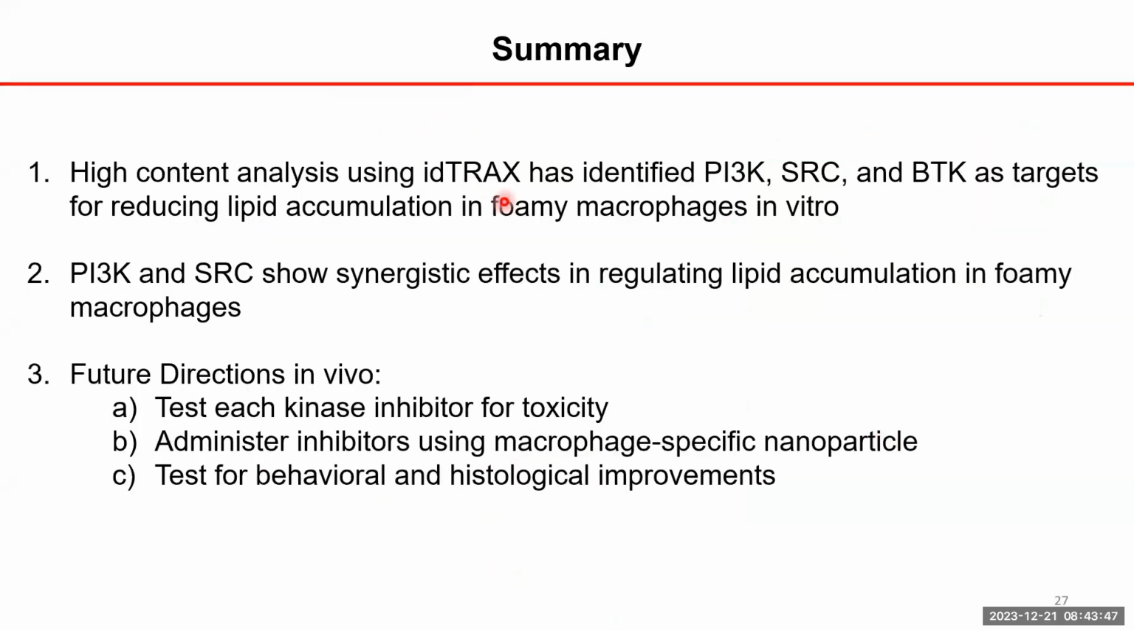And so as a summary, high content analysis using this machine learning IDTRACS algorithm has identified PI3 kinase, SRC, and BTK as targets in reducing lipid accumulation of foamy macrophages in vitro. PI3 kinase and SRC seem to show synergistic effects. And obviously, what we're currently working on is now moving this into in vivo. We first need to test their toxicity in vivo.